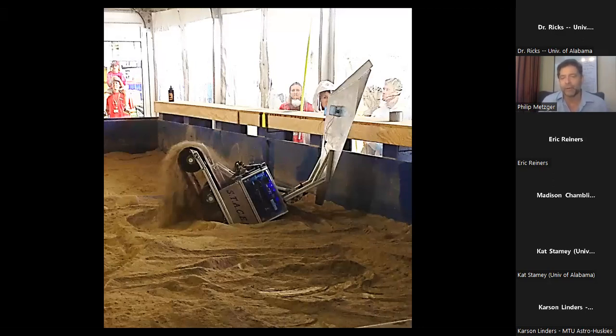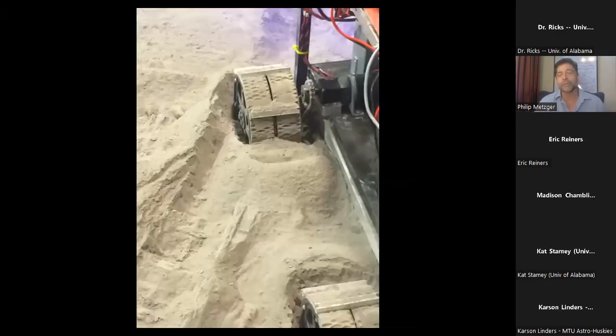Here's another one. This was like the worst case. They got into a crater and started trying to drive out, but the more they drove, the more they dug the hole. And here's another example, a wheel buried up to its axle in the fluffy soil.